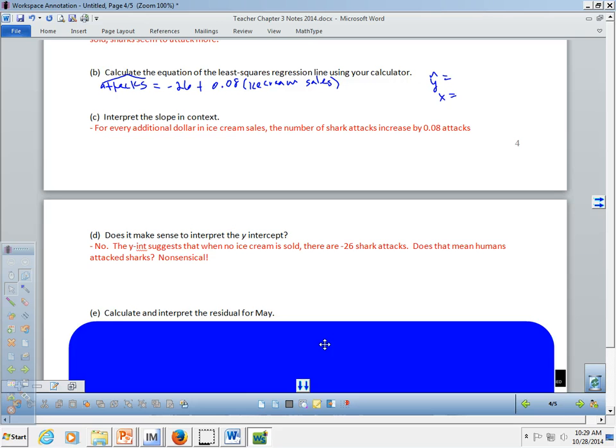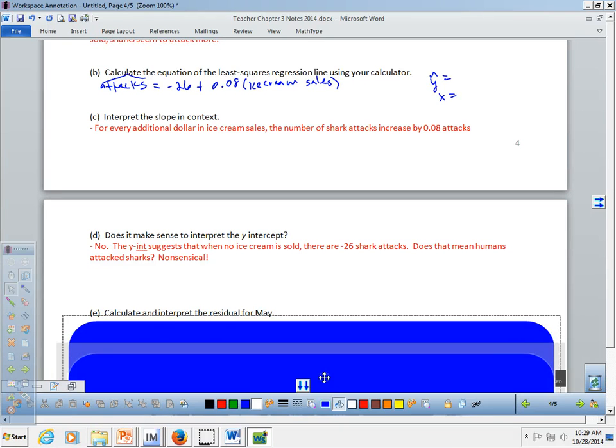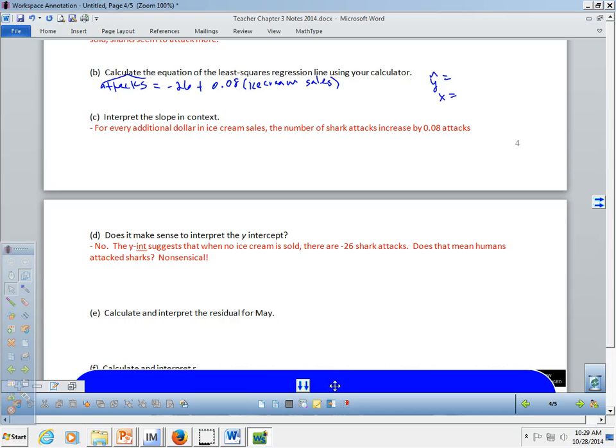And then the next question, calculate and interpret the residual for May. Well, we've got to go calculate it. And then we need to interpret it. So let's take a shot at that. Right, so a residual, again, is defined as actual minus predicted. So in the month of May, the actual number of shark attacks was 47.